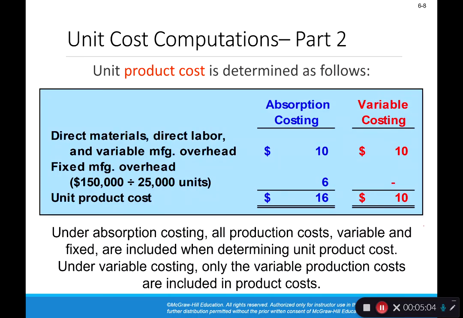So first, we need to calculate product cost. The product cost under variable and absorption costing are both going to include our direct materials, direct labor, and variable overhead. No matter what, those are always included in product costs. The fundamental difference between the methods is how we treat fixed overhead. The fixed overhead is included under absorption, but not under variable. How do we get the fixed overhead per unit? We're going to take our fixed overhead cost and divide it by the units produced.